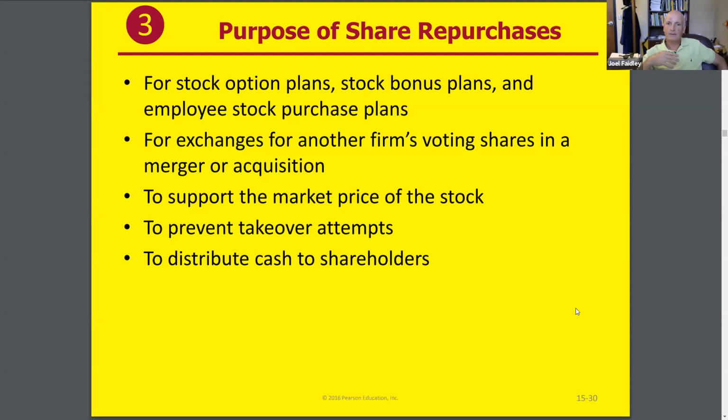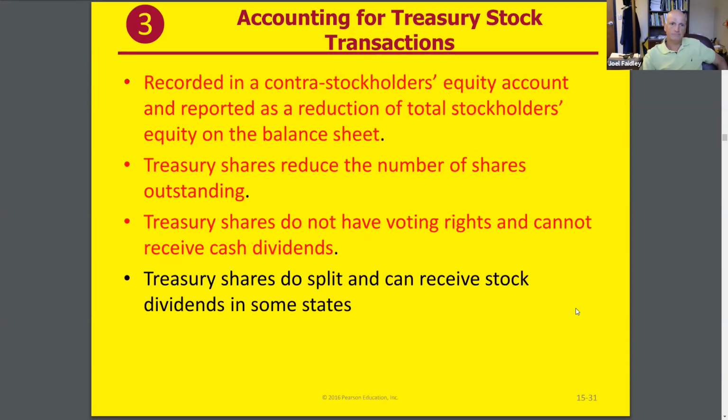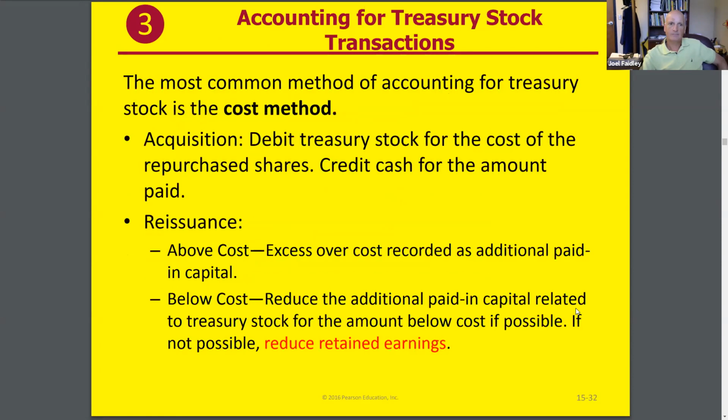Maybe it boosts the price of the stock, because if I have fewer shares out there, then my earnings per share is going to go up for no other reason than my denominator has gone down, because outstanding shares has gone down by this corporate purchase of my stock. Maybe you're trying to prevent takeover attempts. A lot of reasons to do that. Again, it's a contra stockholders equity account. Reduce the number of shares outstanding. There's no voting rights associated with that, and you don't pay dividends on it. A lot of reasons companies do this.